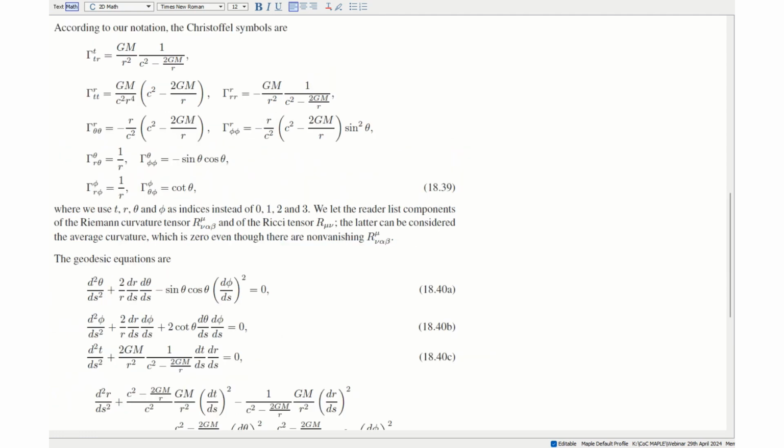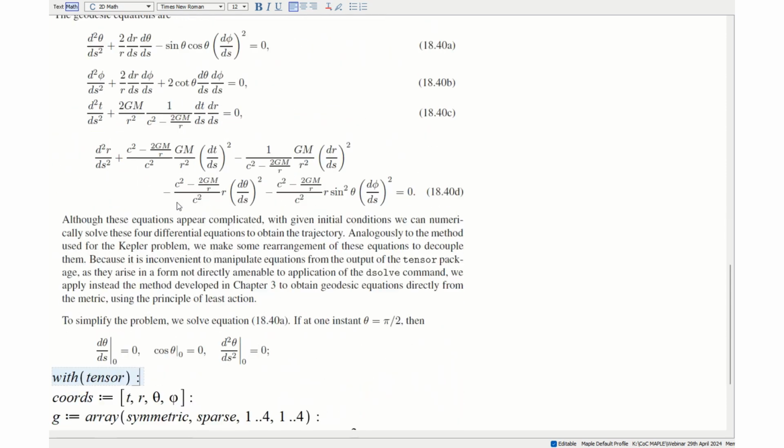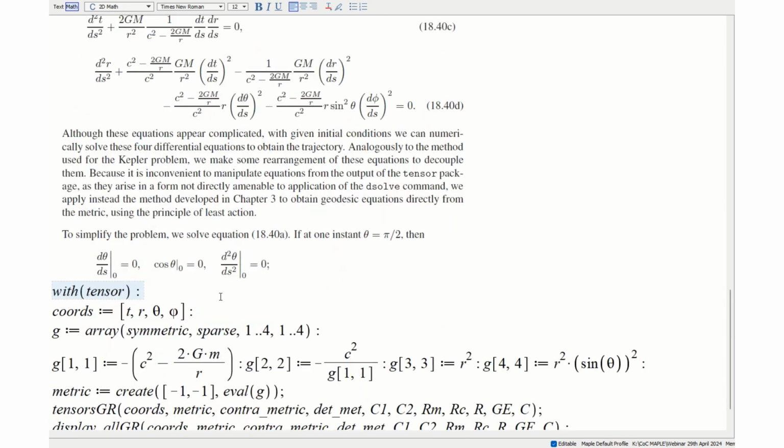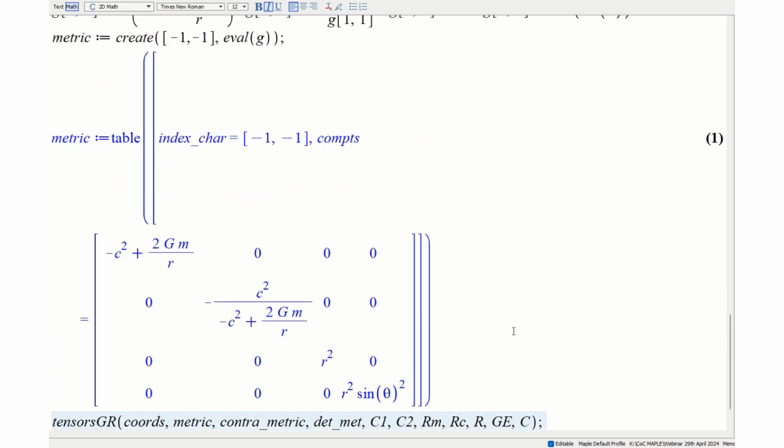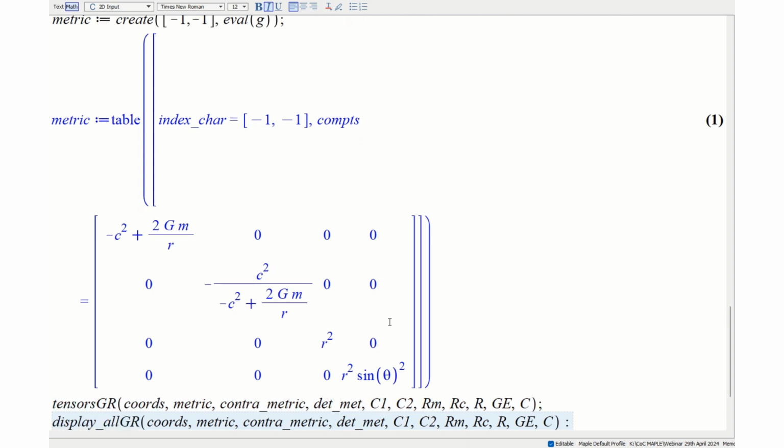So with tensors is the first command we are using here, and the coordinates are spherical coordinates with time t, r, theta, phi, and g11, g22, g33, and g44 we are entering. You can see here in the matrix, and then we are making tensor calculations for general relativity, and we are asking for display of the same.